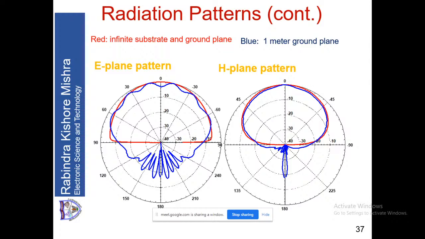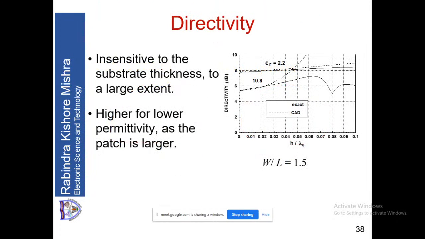Then we come to the directivity. Now directivity is not sensitive to the substrate thickness. To a large extent it is independent of the substrate thickness. But if the substrate is very thick or very thin, then it can have some small effect. And this is higher for lower permittivity of the dielectric substrate and lower for higher permittivity of the dielectric substrate.